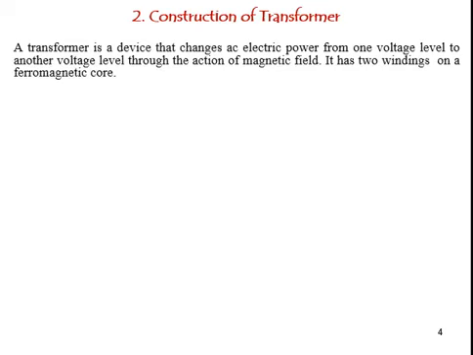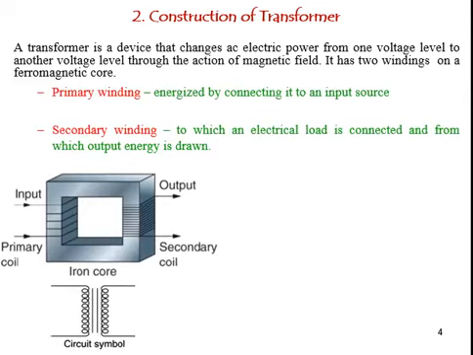Now we will talk about the construction of a transformer. A transformer is basically composed of two windings on a ferromagnetic core. One winding is called the primary winding, which is energized by connecting it to the input source. Another winding is called the secondary winding, which is connected to the load.